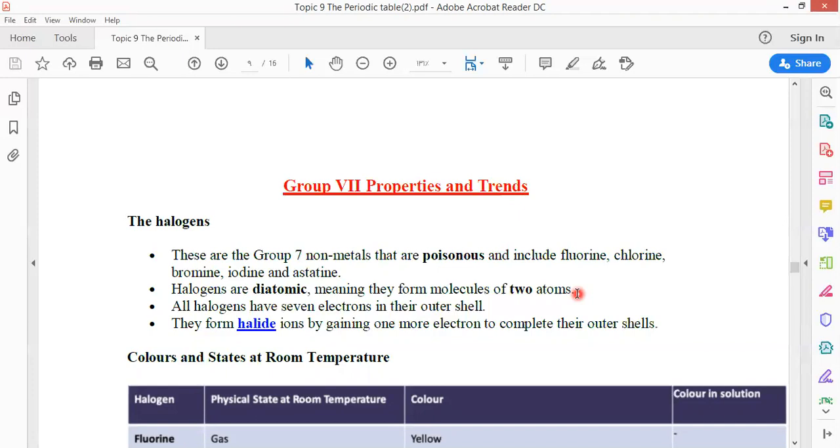All halogens have 7 electrons in their outer shell. If I ask you a question to write the electronic configuration of chlorine, so what is the number of electrons in chlorine? 17 electrons. So if you need to write the electronic configuration of chlorine, it would be 2, the first shell, 8, and 7. 2, 8, and 7. So in the outermost shell, I have 7 electrons. And all halogens have 7 electrons in their outer shell. This is an example, chlorine, just an example for you.